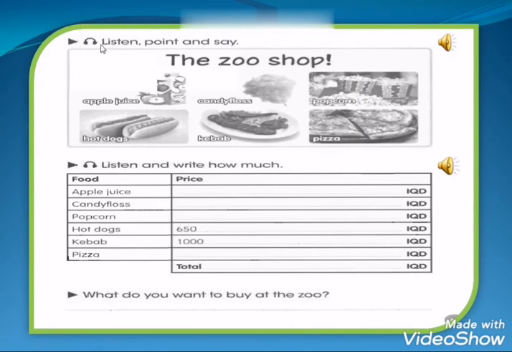Now, listen, point, and say. This activity is for listening. So, let's listen. 7. Listen. Point and say.